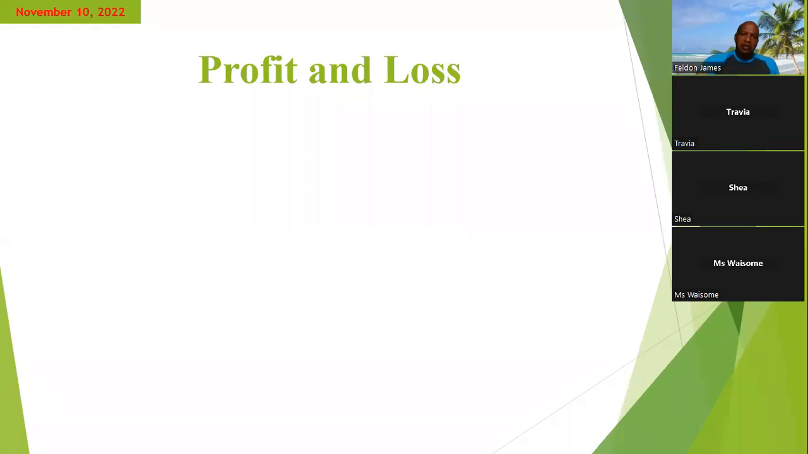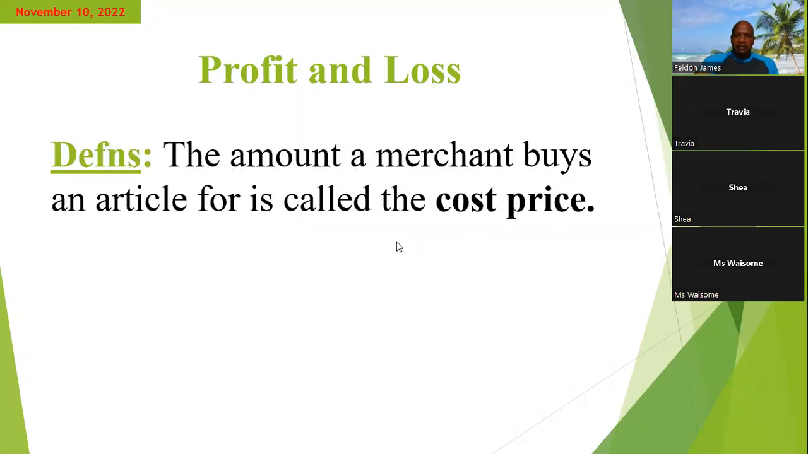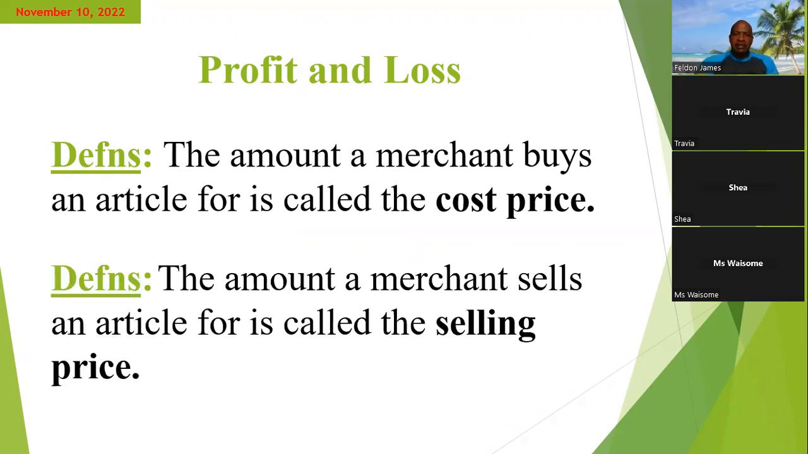All right, very good. So everybody should understand the whole idea behind profit and loss. So the amount a merchant buys an article for is called the cost price. And the amount a merchant sells an article for is called the selling price.